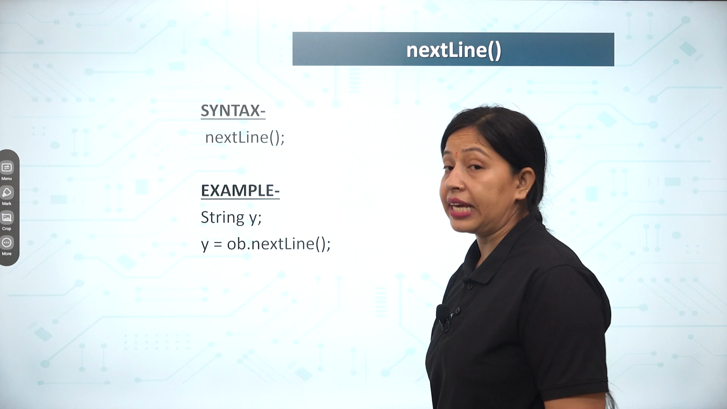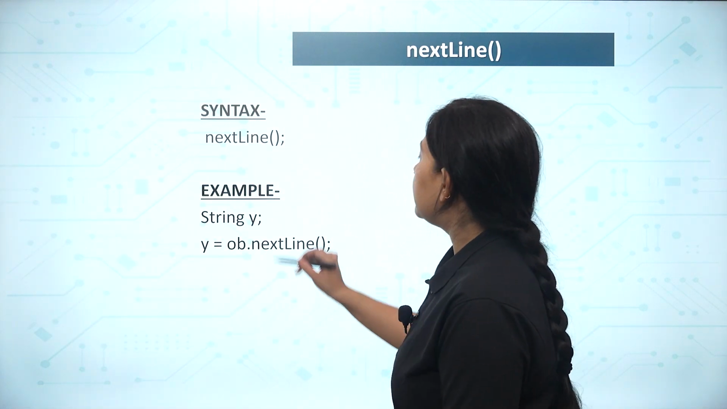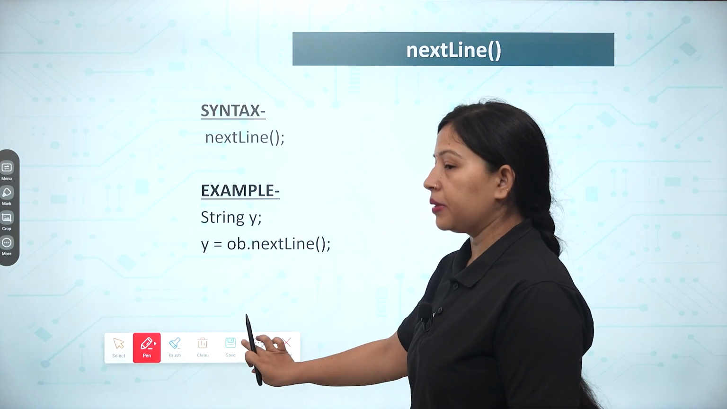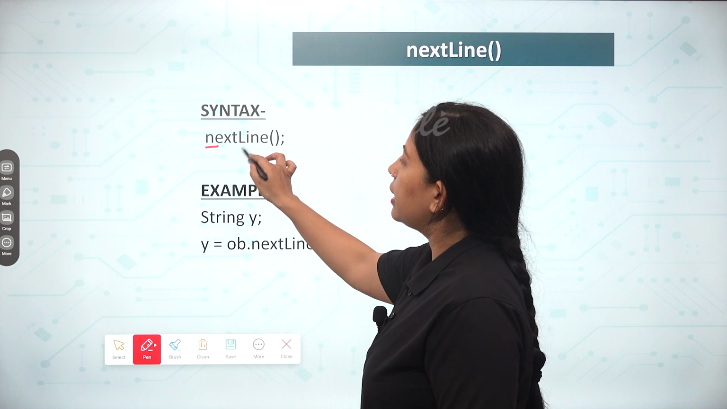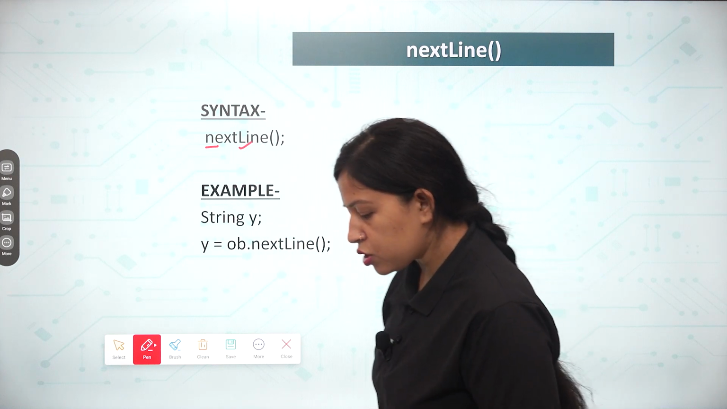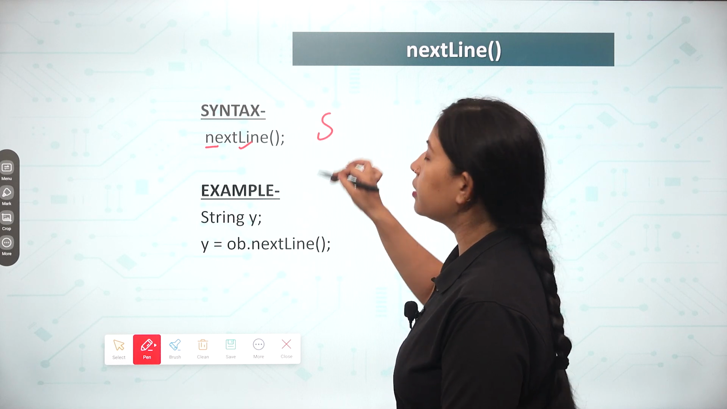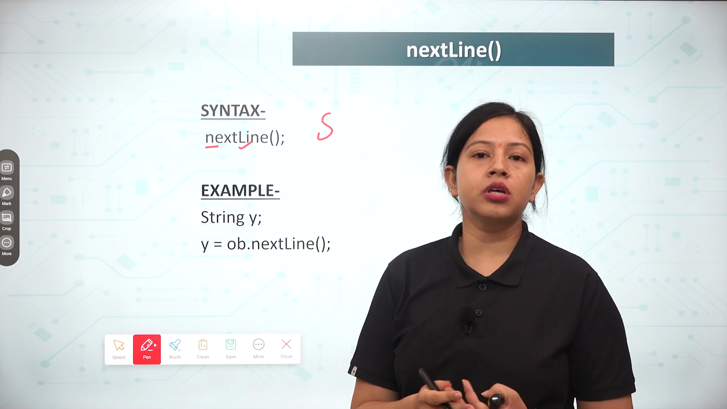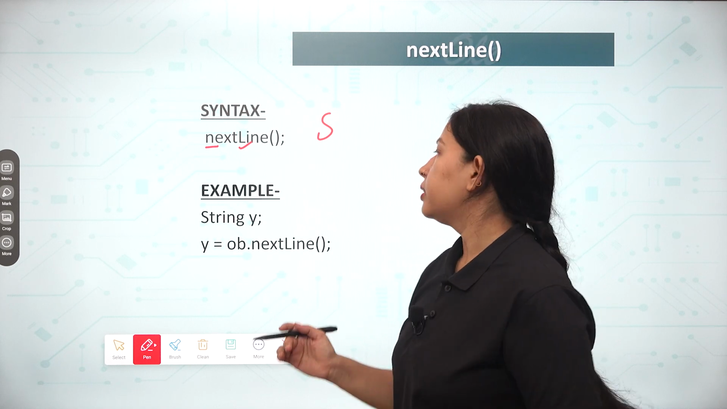The other one is nextLine. Please remember, whenever we write nextLine, the L in Line should be capital. The n in next will be in small case, but the L in Line will be in capital. Most students will forget about that, and whenever they are asked to enter their name, they simply use String a equal to sc.nextInt, which is not a correct thing over here.